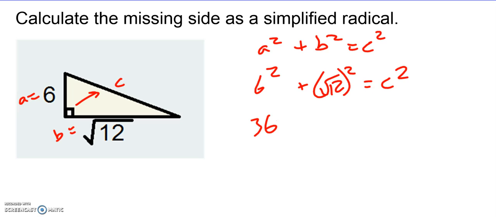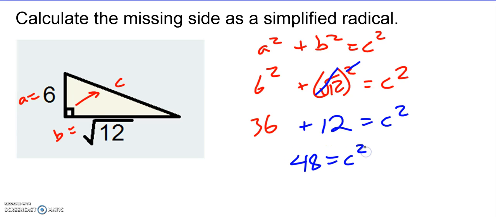So really, when you square a square root, the square and the root cancel, and you're just left with what's on the inside. So here we actually have then 48 equals c squared. And then we could simplify this radical once we take the square root of both sides. So take your 48 and break that down.